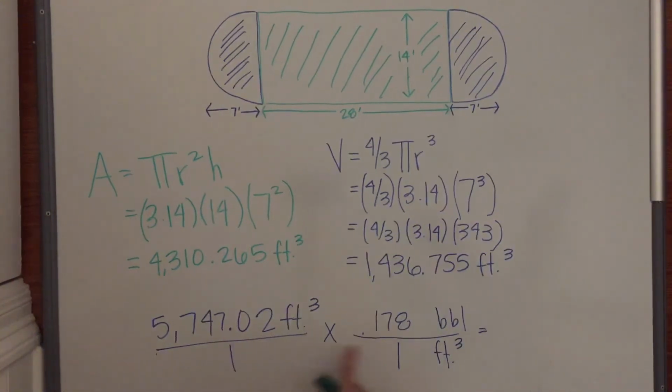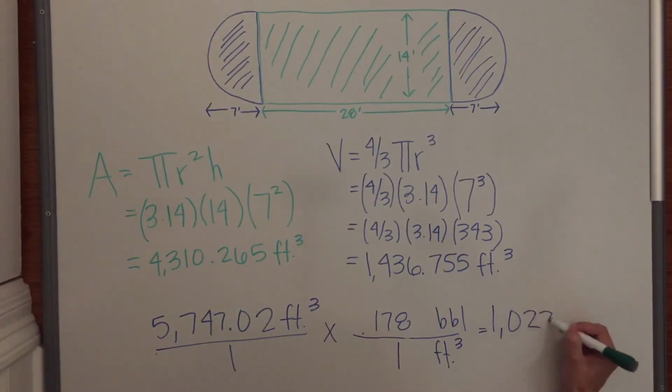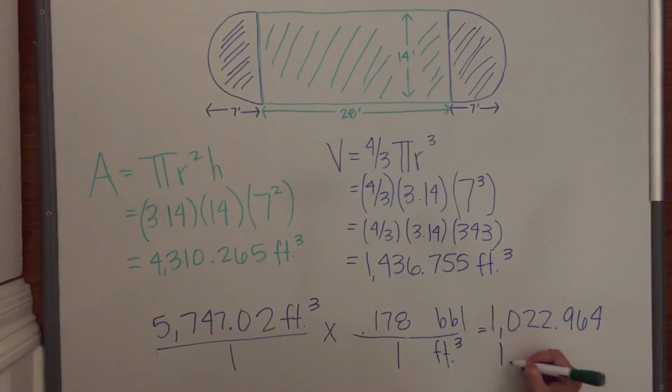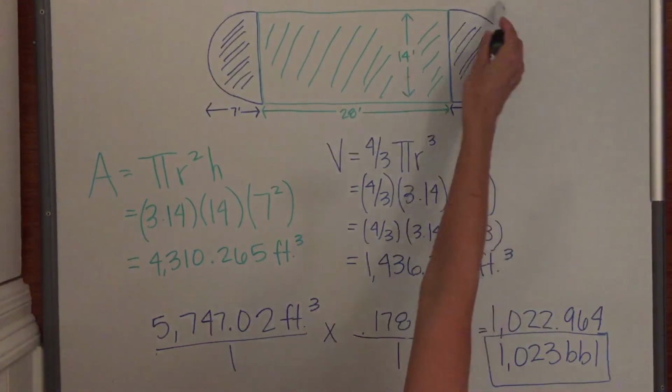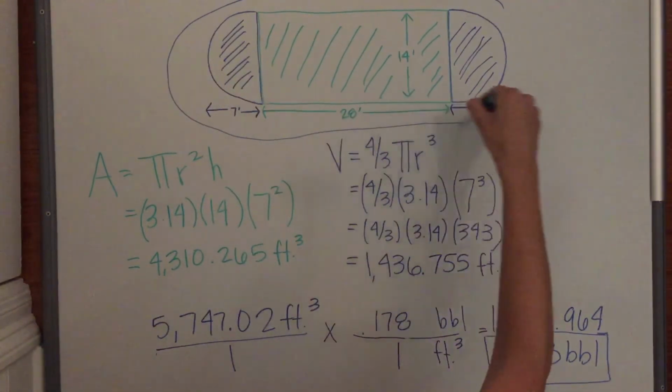And when you multiply two fractions, you multiply horizontally. So that's this number times this number, which is 1,022.964, or if you round, 1,023 barrels. That is your answer. So 1,023 barrels will fit in this whole cylindrical tank.